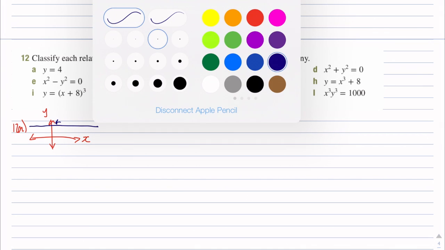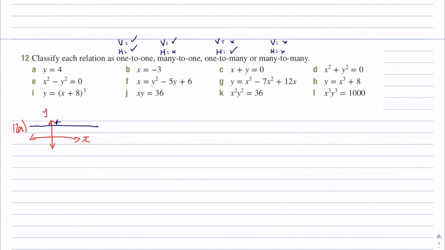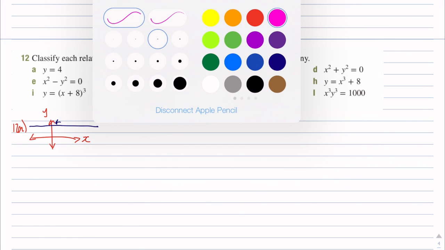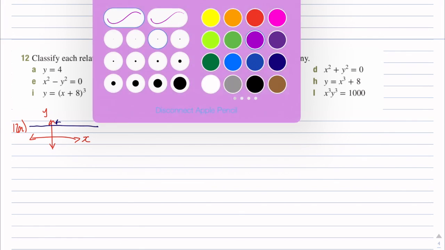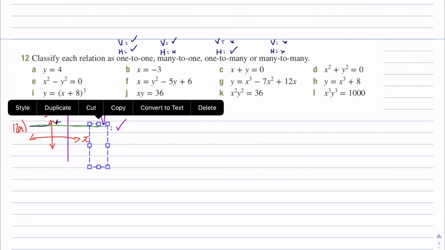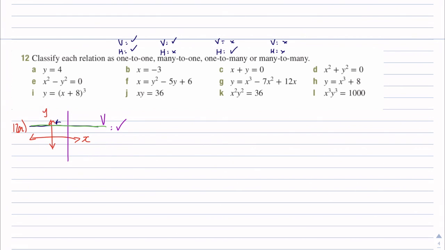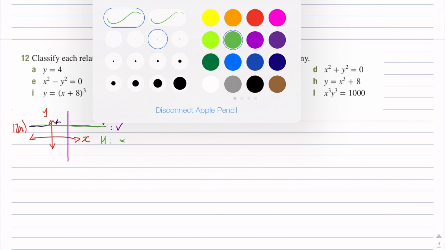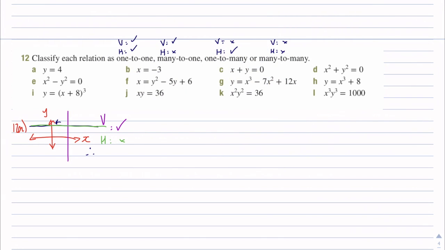So let's do the vertical line test. Actually, I should do my vertical line tests, I'm going to do them all in purple. It hits it once. My horizontal line test I'm going to do in green. If I put my horizontal line there, it's fine. But if I were to move that line up and down, and particularly if I were to move it here, it hits it everywhere. So the horizontal line test fails. Therefore, it is many-to-one.